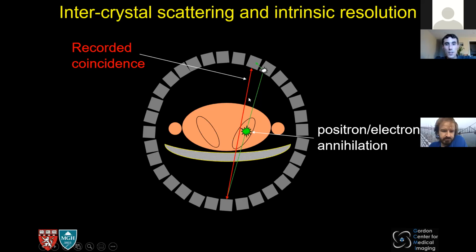So instead of detecting this line of response, you're going to detect this line of response, okay? So of course you want to minimize this by having high Z scintillators so that you make sure that photons are stopped right away when they hit the crystal and don't scatter in neighboring crystals, okay? So that is intercrystal scattering.